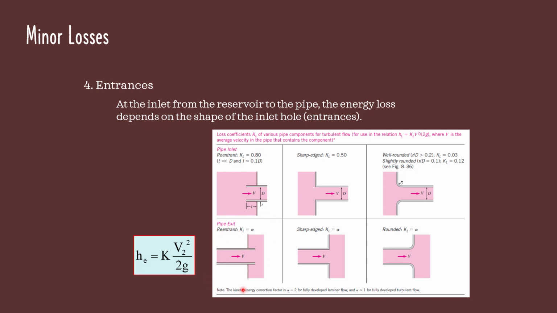And you can see in the pipe exit also, if the water flows easily, the KL will be smaller and it makes a minimum head loss.